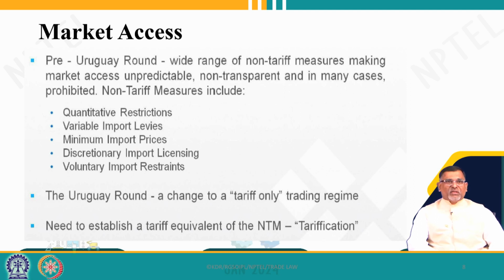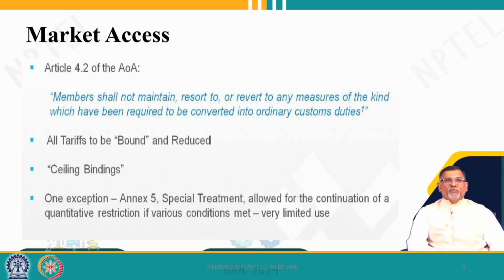So, the market access, it is very clear, you remove all barriers in terms of quantity, all barriers in terms of taxes, all barriers in terms of licensing, and all barriers in terms of other restraints. So, market access should be given on agricultural products, and also we can see that Article 4(2) of the Agreement on Agriculture very clearly says, members shall not maintain or resort to or revert to any measures of the kind which have been required to be converted into ordinary customs duties.